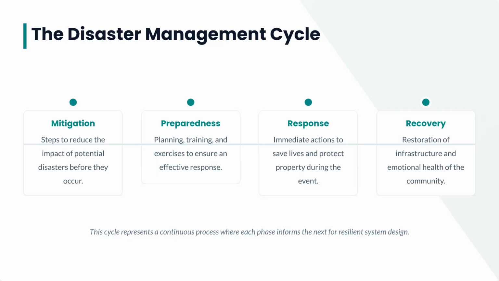The disaster management cycle includes 4 phases. Mitigation reduces potential disaster impact. Preparedness involves planning, training, and exercises for an effective response. Response is the immediate action to save lives. Recovery focuses on restoring infrastructure and community emotional health. This continuous process informs resilient system design.